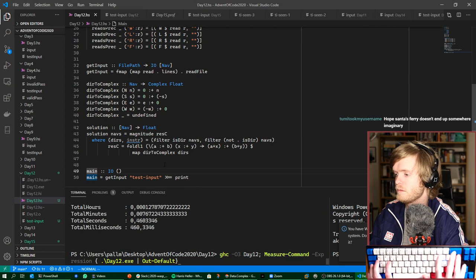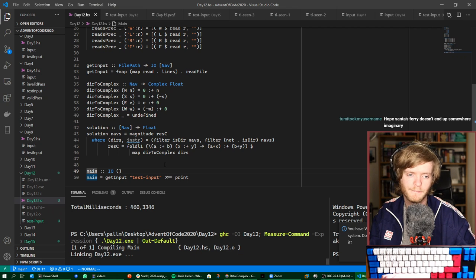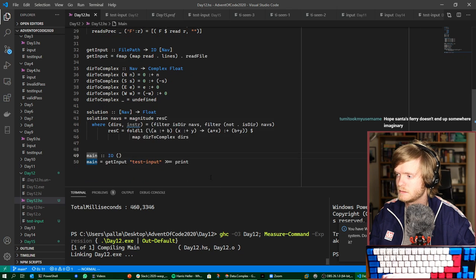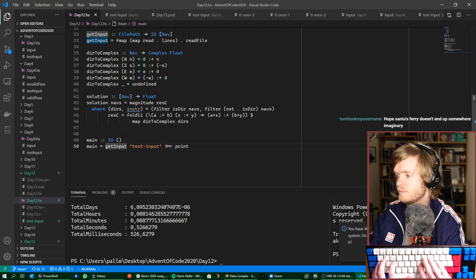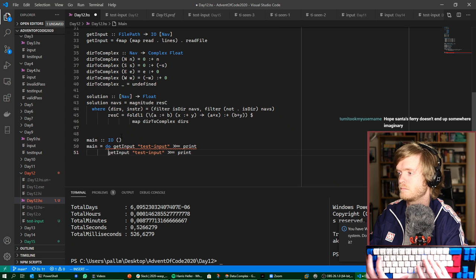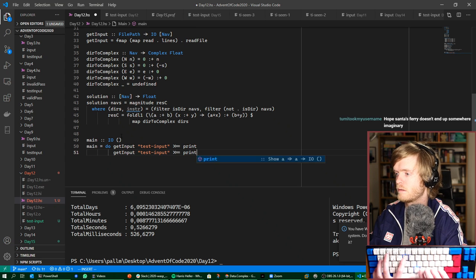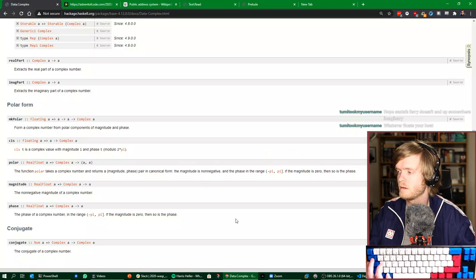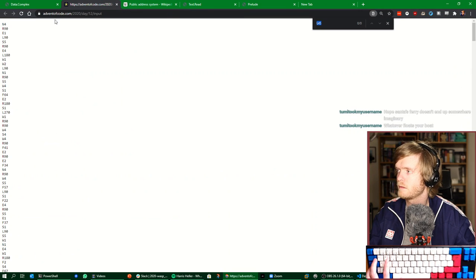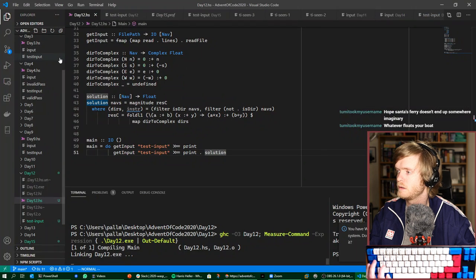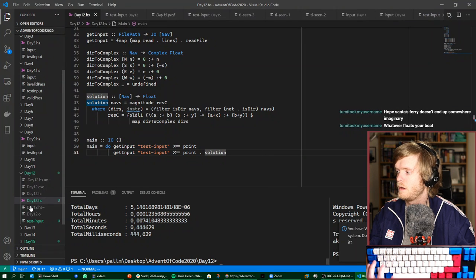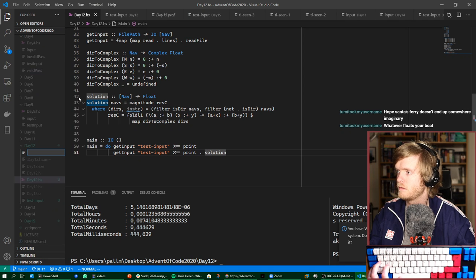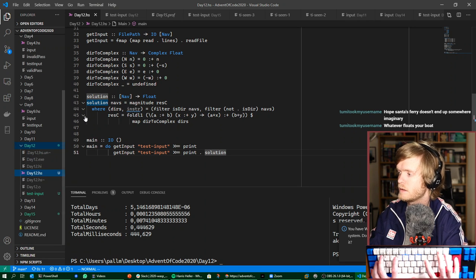Need to be working with floats, but that's okay. We get the input, and we will print the solution. So this will be the kind of the result after. If we only look at the directions.